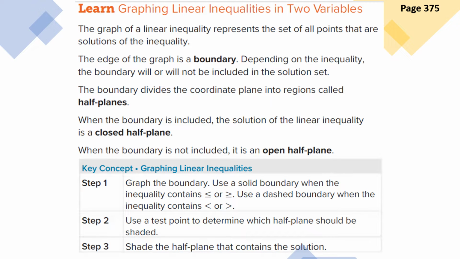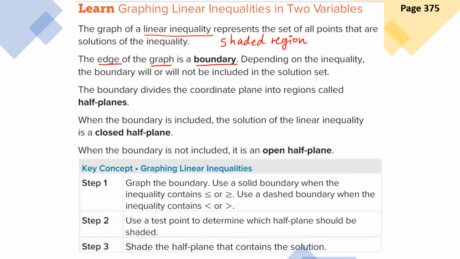As you see, the graph of a linear inequality represents the set of all points that are solutions of the inequality. You already know how to draw the graph of a linear equation. Today you are going to use that knowledge of linear equations to draw the graph of a linear inequality. Remember, the graph of a linear inequality represents a shaded region or a shaded part. It is going to have an edge, which is called the boundary. The straight line is going to give it a boundary.